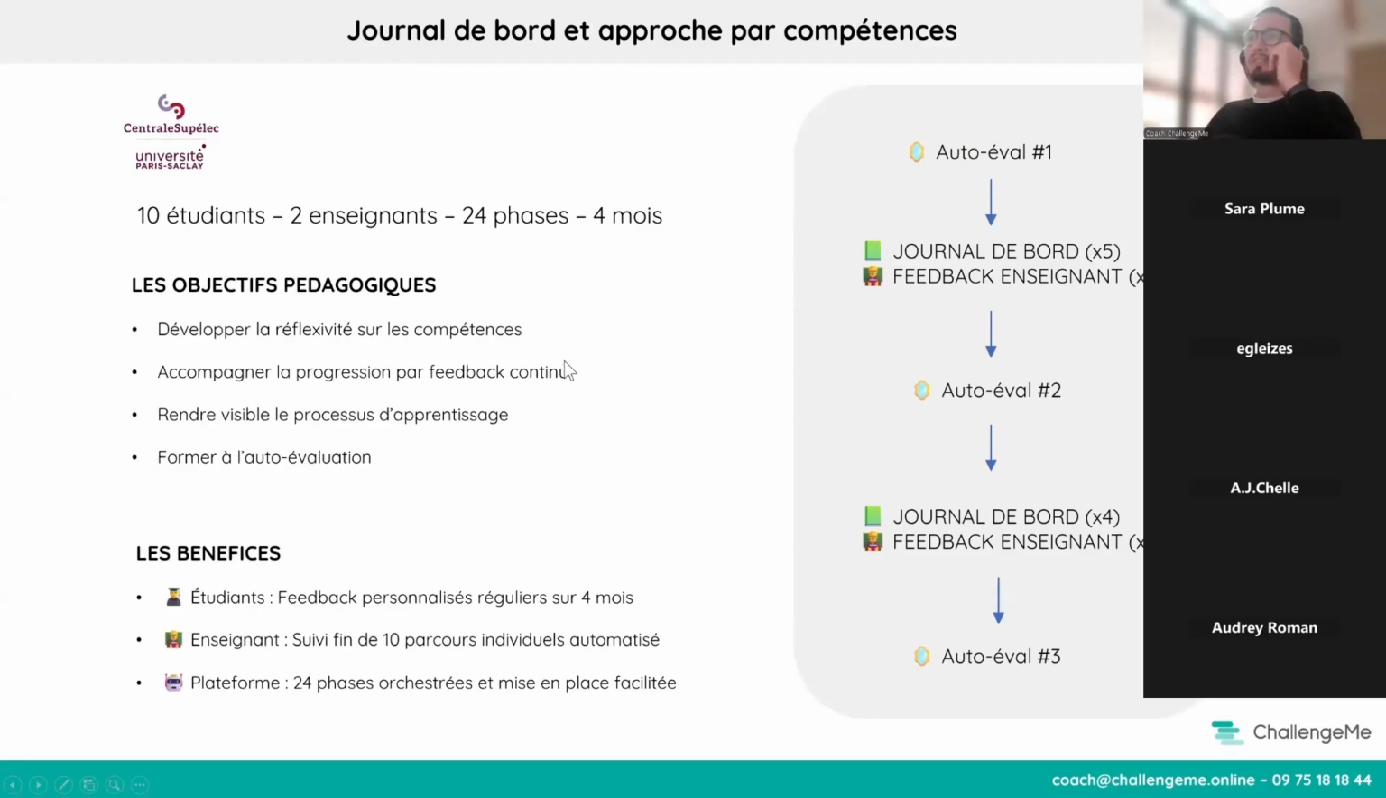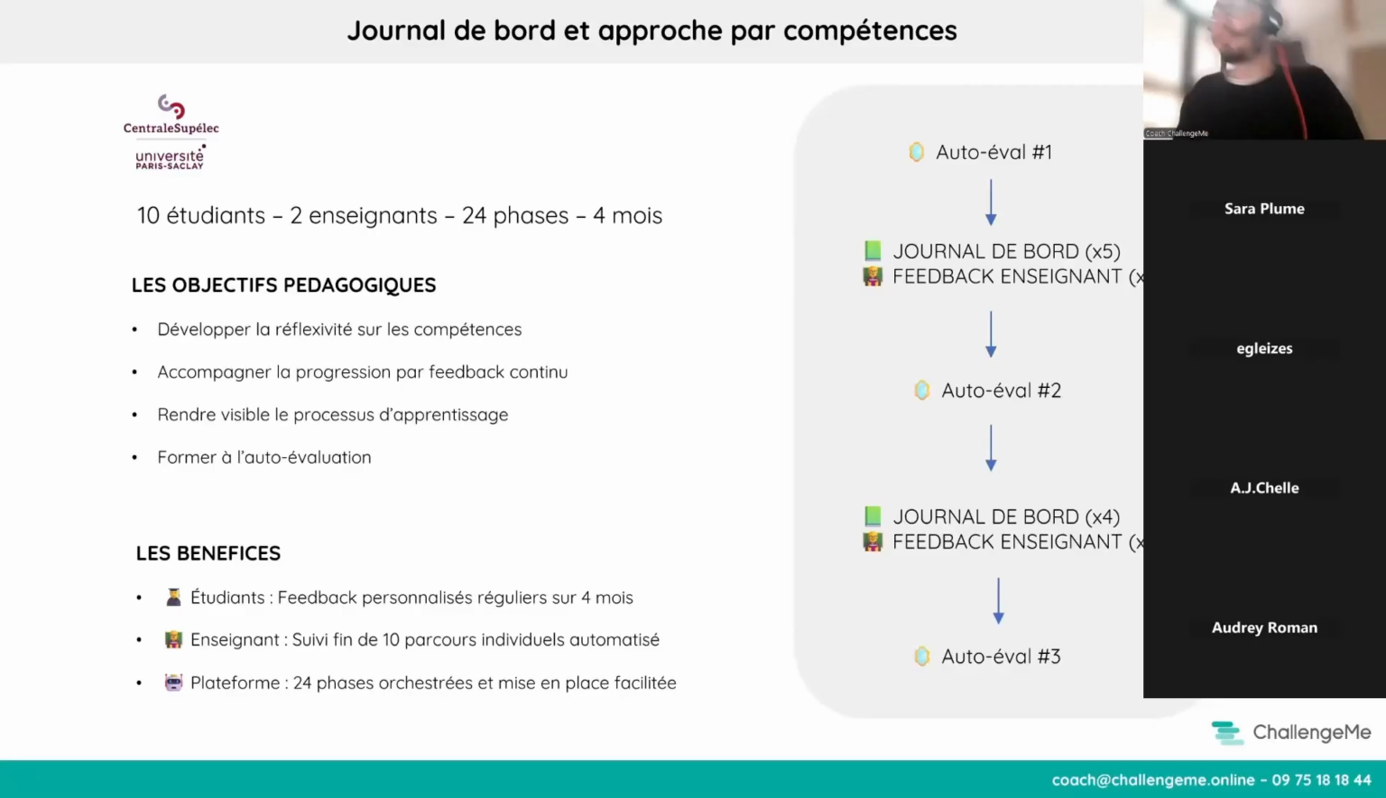In terms of learning objectives, it was about developing reflexivity on skills through self-assessment, supporting progress with continuous teacher feedback, and making the learning process visible. It's true that it's interesting because we'll be able to see the evolution of this logbook through the different entries. We'll keep the history, different phases where we'll see the record of changes. And it's true that for traceability, it's always interesting to see the progression: how the student took the feedback into account and improved. And it also helps to train in self-disclosure.